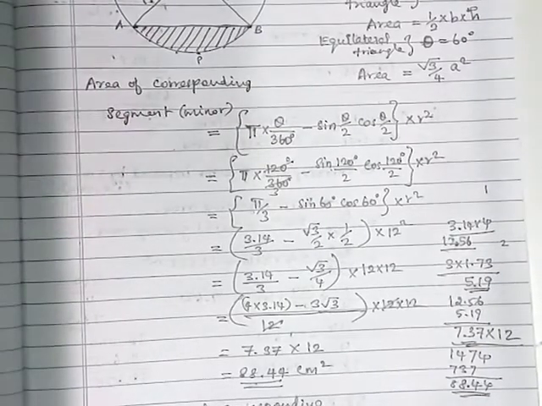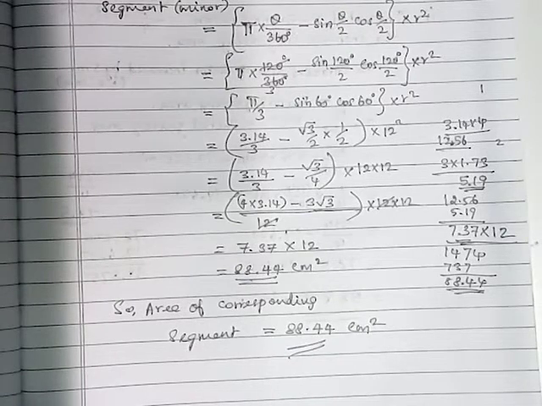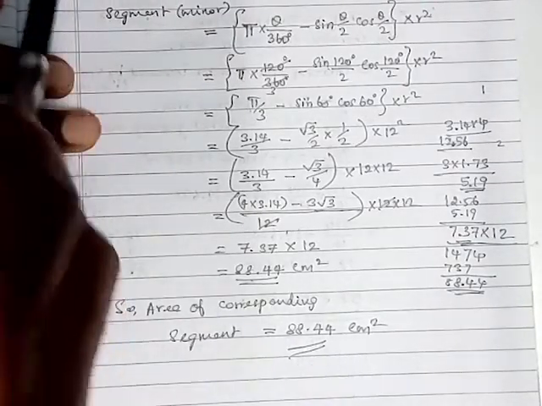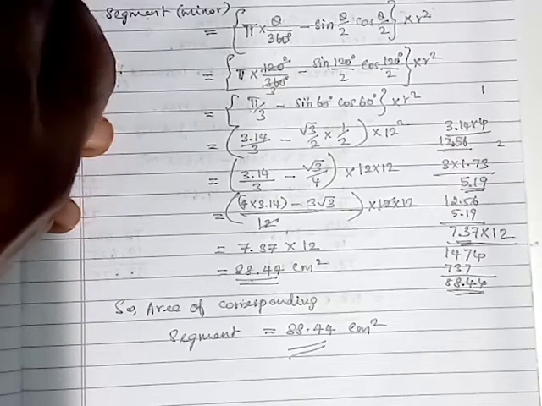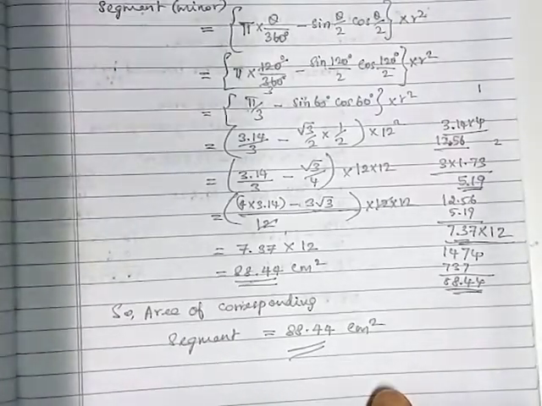So the area of the corresponding segment is equal to 88.44 centimeter squared. Why centimeter? Because we have all the units in centimeter, that is given. Okay, we'll go for the next sum.